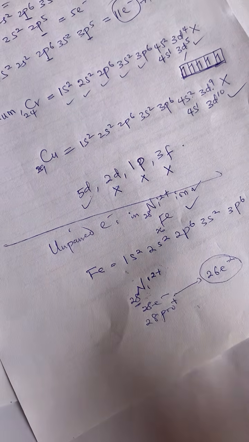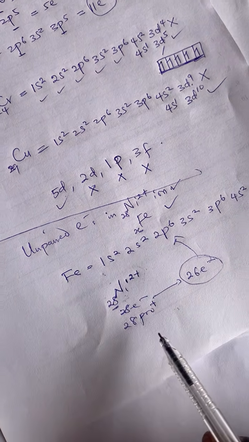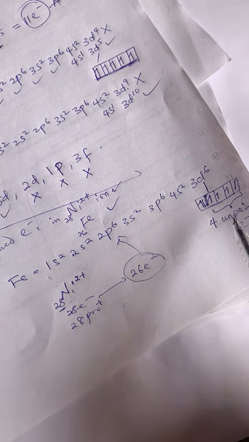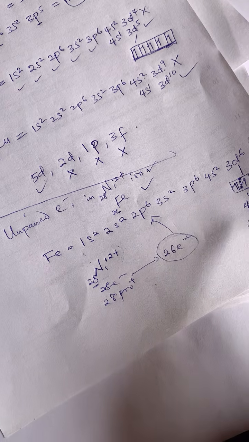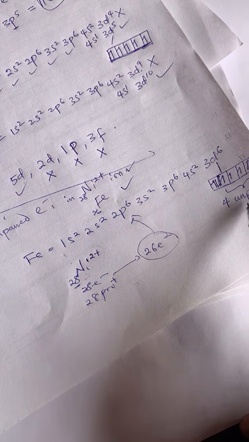Now, do you need me to tell you that this is still going to have the same configuration as the iron atom? And if it has the same configuration, it will simply mean that there will also be 4 unpaired electrons.